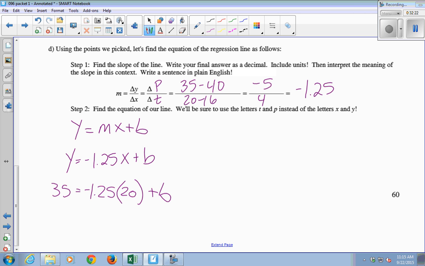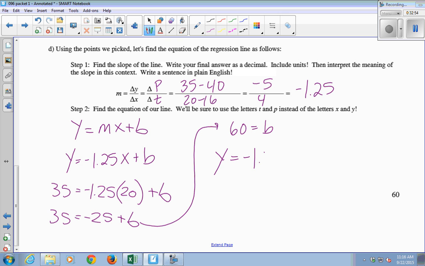Okay, so 1.25 times 20 is 25, negative 25. So 35 equals -25 plus b. And then add 25 to both sides, and I get 60 equals b. So the final equation of my line, go back to where I didn't know what b was. Now I know what b is, so I put it in. -1.25x plus 60.